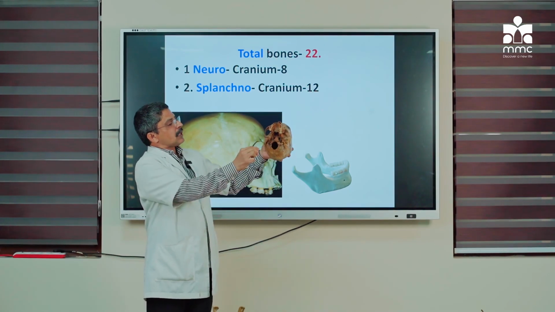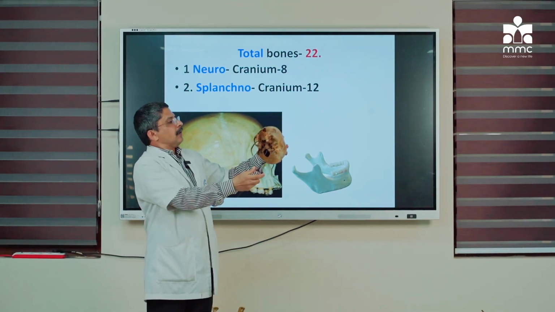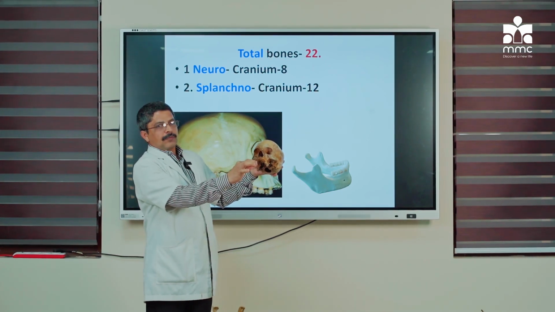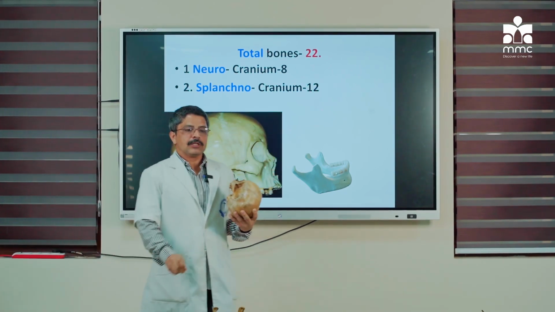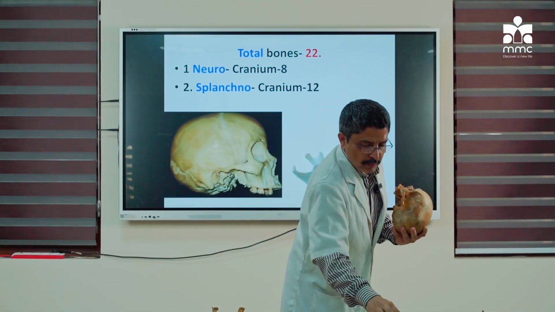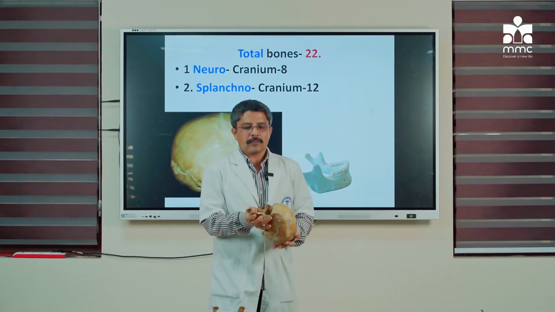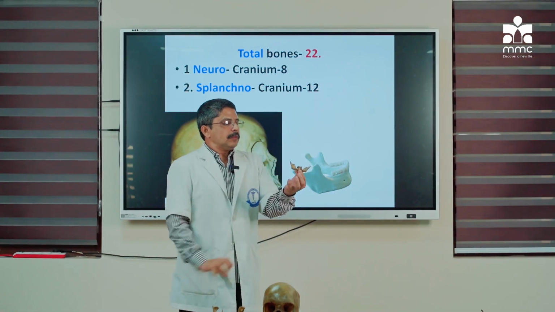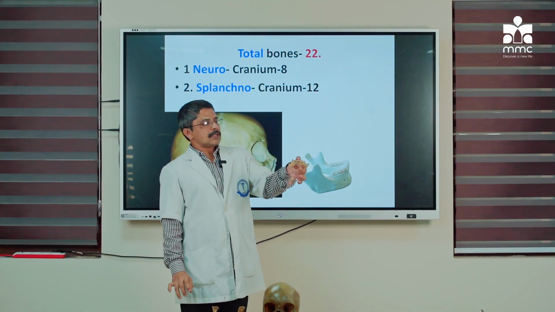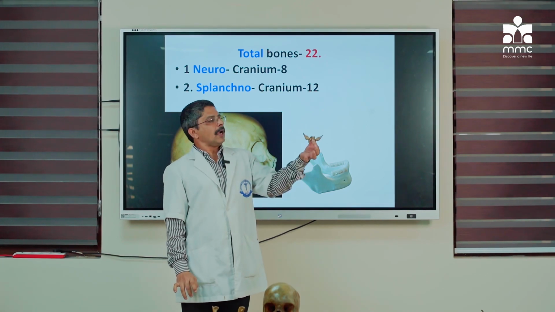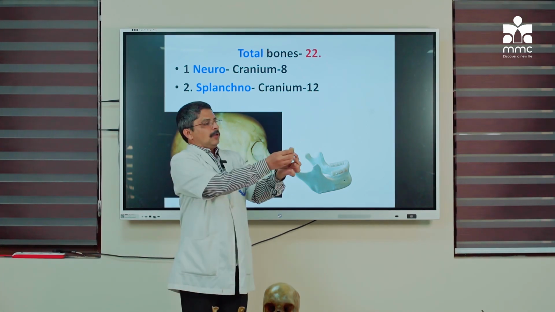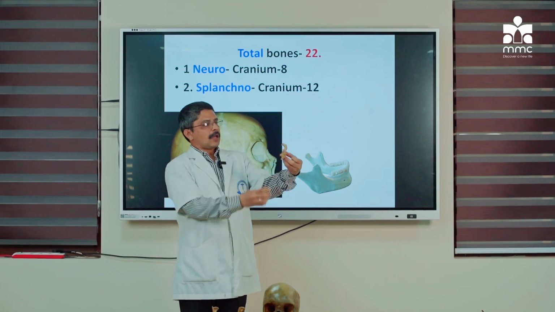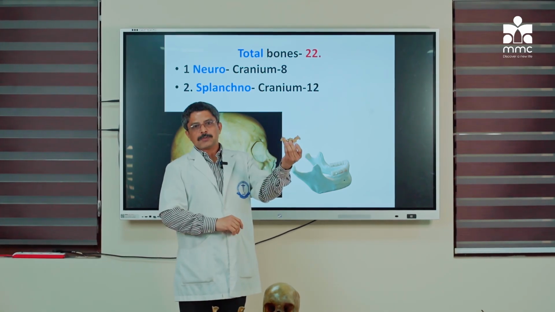Sphenoid bone comes here in the base of the brain, and ethmoid bone comes at this internal aspect of the bridge of the nose. So I can show. This bone is called the sphenoid bone. So this is the anterior view of the sphenoid, posterior view of the sphenoid, superior view of the sphenoid as well as inferior view of the sphenoid bone.